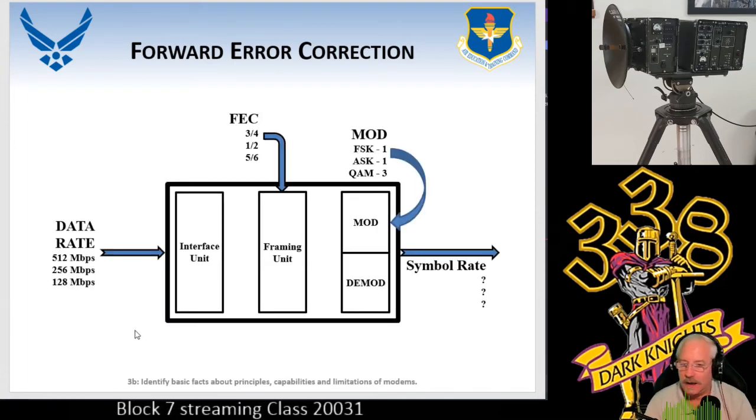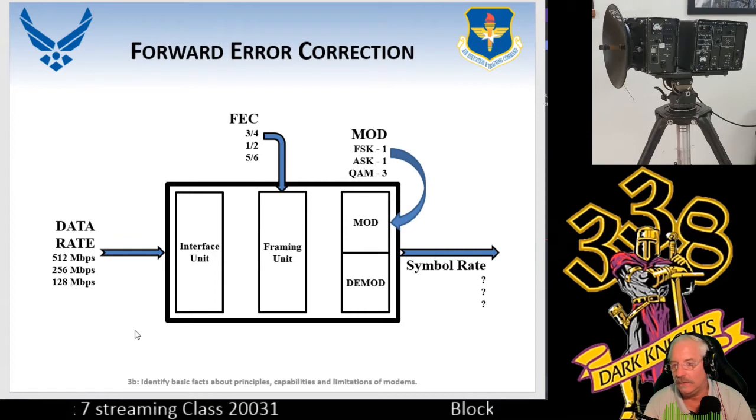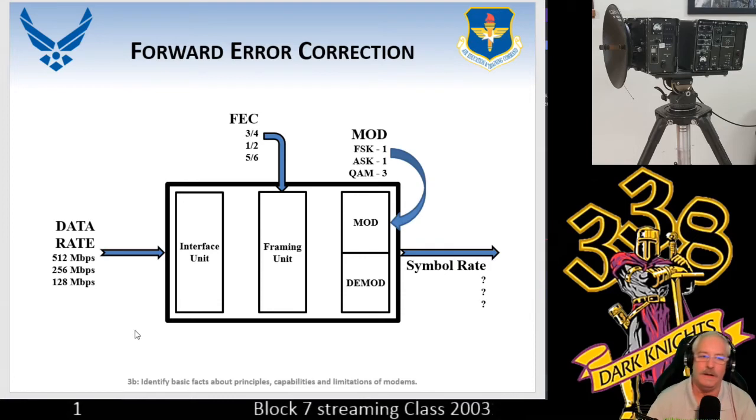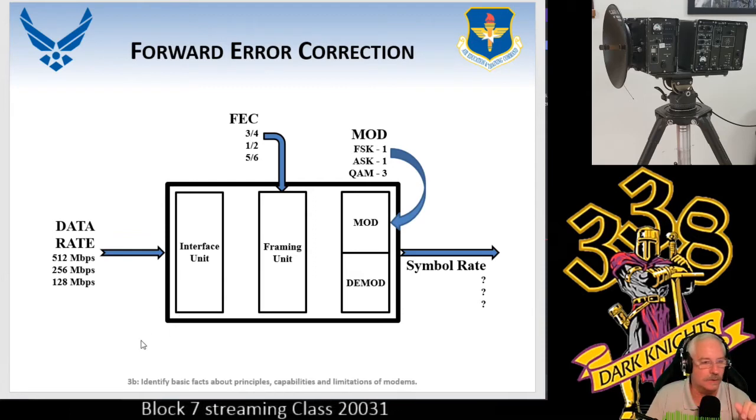This is a block diagram of how it all works out. First of all, you have the data rate, which could be coming from your multiplexer, going into the modem. The modem has forward error correction to it. Then it determines what the modulation type is: FSK, ASK, either binary, Quadrature, or QAM. By doing this, you'll be able to figure out what the symbol or baud rate is. Again, there's going to be a lot of information going down that line.